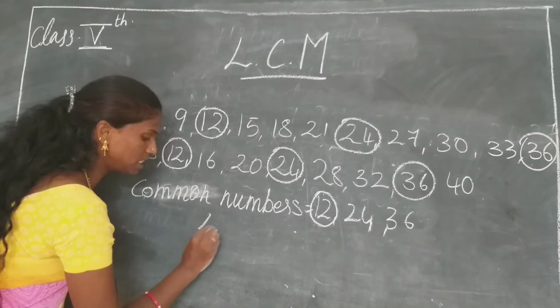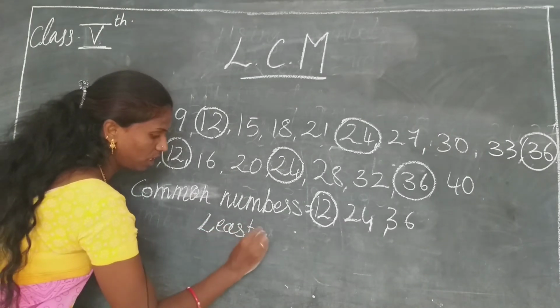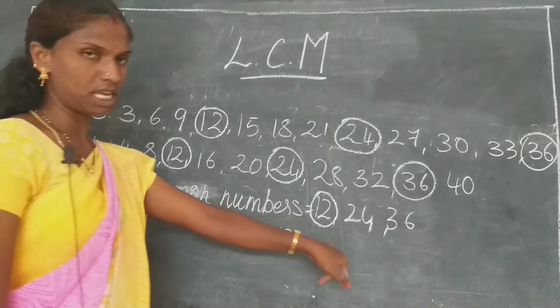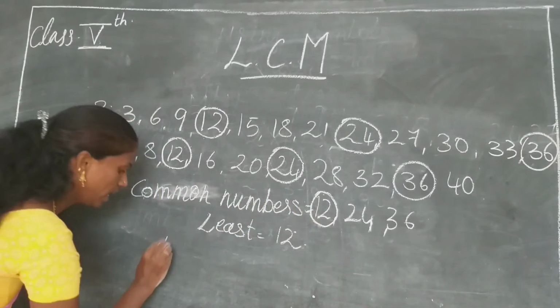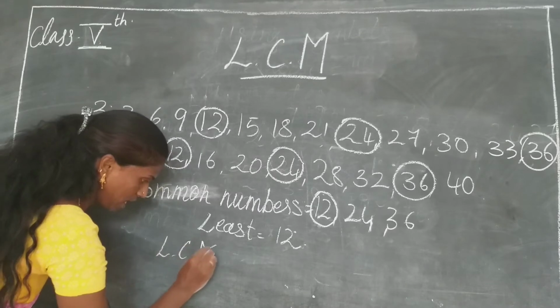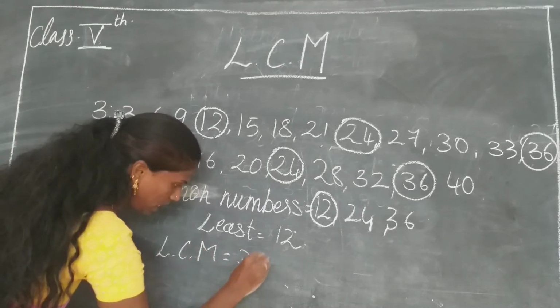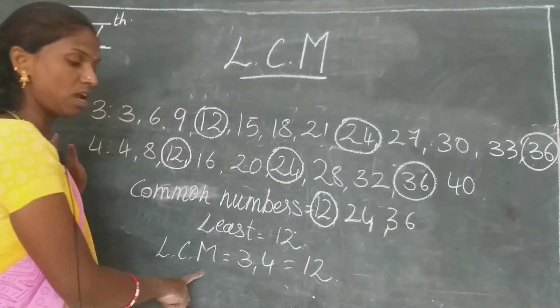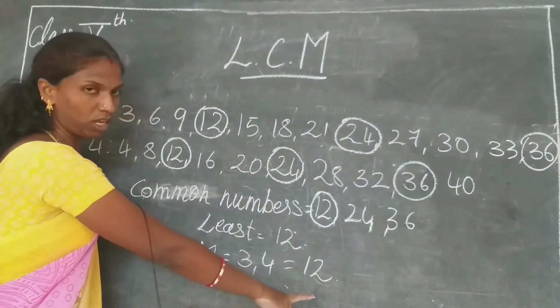Which is the least? Least is 12. So the LCM of 3 and 4 is 12. The least common multiple of 3 and 4 is 12.